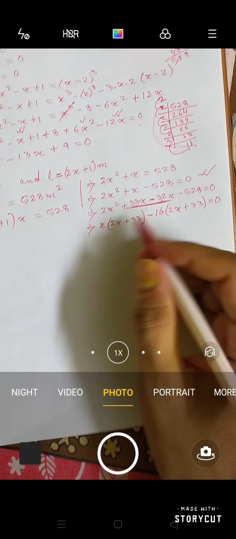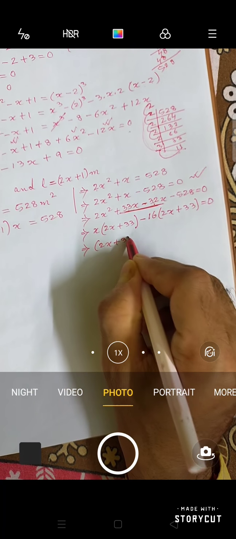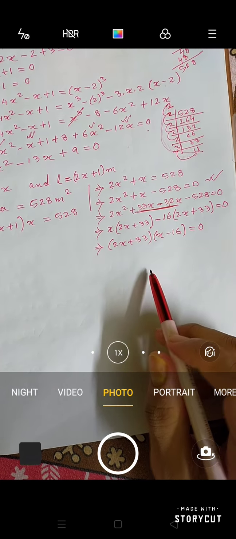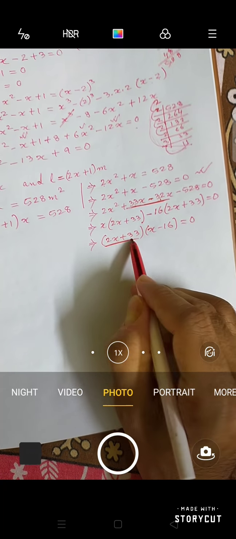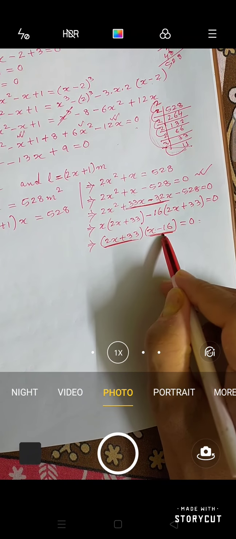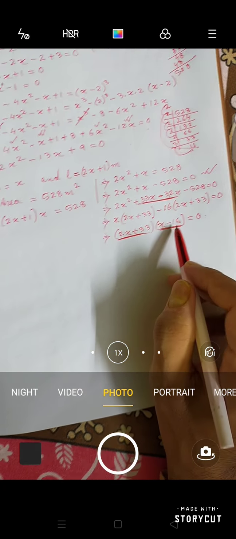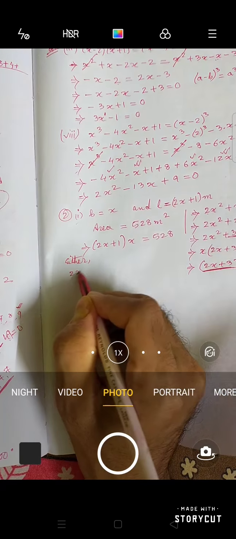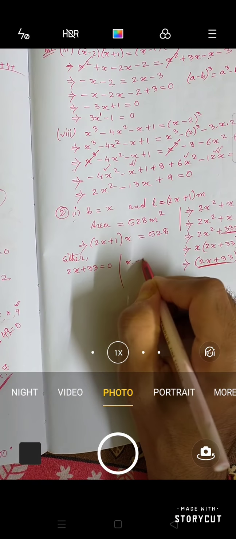Now we'll take the common here. So we'll be having 2x plus 33 and this will be x minus 16 equals 0. Now we have already studied that LHS is always equal to RHS and both are in multiplication. It means that if this is 0, then 0 into this will become 0, that is equal to RHS, and if this is 0, then 0 into this will become 0. That means either this must be 0 or this must be 0. So we'll write either 2x plus 33 equals 0 or another one is x minus 16 equals 0.